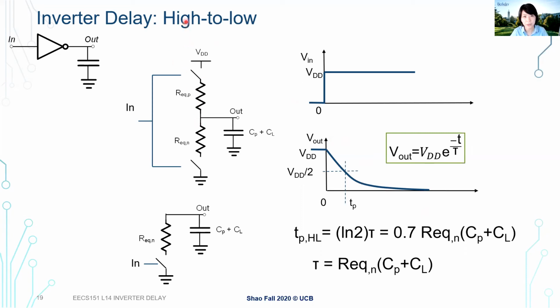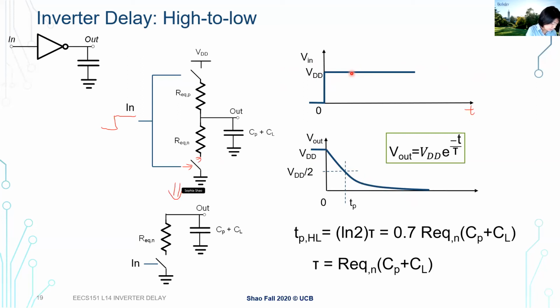If my output goes high to low, this is an inverter, right? So my input goes from 0 to 1 over time, and then my output goes from VDD to 0. This is a high to low transition. Once the input gets to VDD at time 0, my NMOS is turned on, it's connected, and my PMOS is turned off.